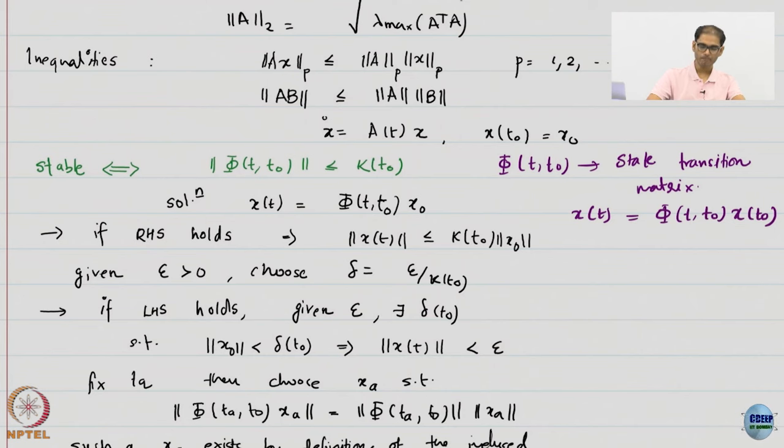In fact, the state transition matrix describes the flow for the linear system. Because it tells you how you map, if you fix the t, different initial conditions. I can take different initial conditions and I keep multiplying with phi, I get a flow, how my initial conditions are getting mapped. Okay, so this is just a linear equivalent of whatever the flow. In fact, that's why you see similar notation getting used. There it was a small phi, here it is a capital phi. So what we say is the condition for stability is that the norm of this matrix is bounded by some function of initial time.